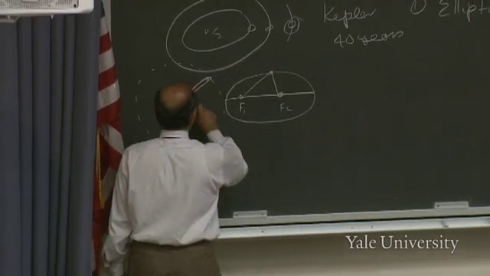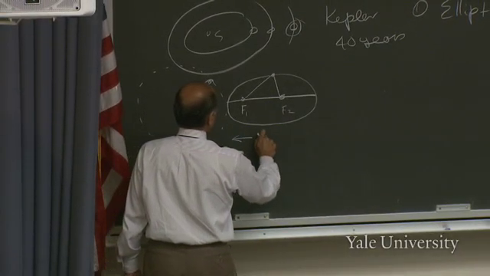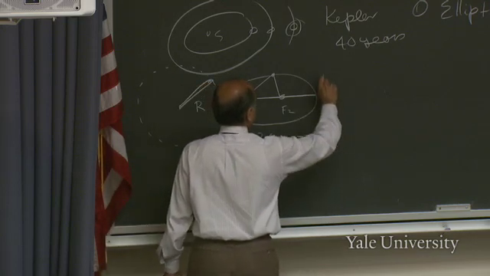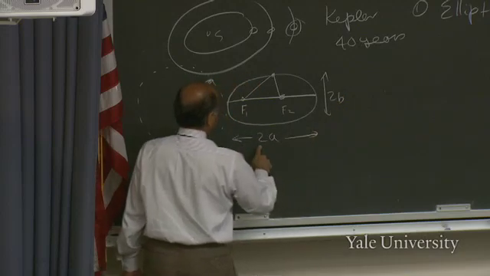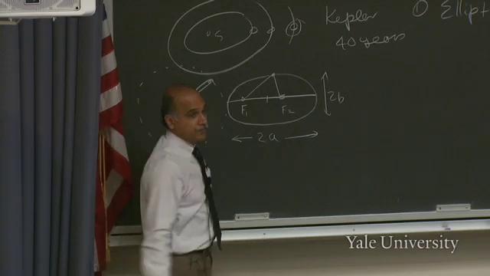Whereas a circle has only a single number, r, the radius characterizing it, the ellipse has what's called a major axis and a minor axis. The major axis is 2a, and a is called the semi-major axis, which is that distance.